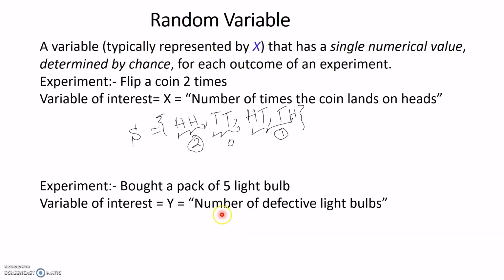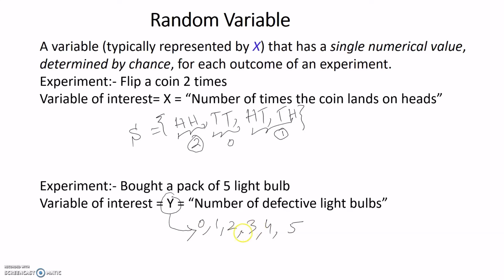What you are hoping is that none of them is defective, but what are the possible values? You can have 0 defective light bulbs. That's what you're hoping for. You can have 1 defective, you can have 2, 3, 4, or 5. All 5 of them are defective, and probably that's the only time you will go to that shop. You will never go to that shop again, okay? So these are all possible values. This variable Y can have any one of these numerical values, and these values are purely determined by chance. What is going to be that number? You can't tell. Such a variable is called a random variable.